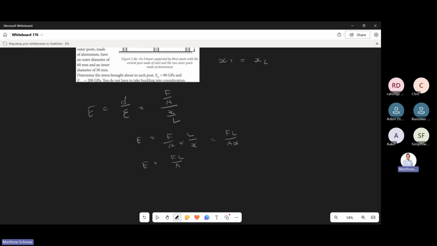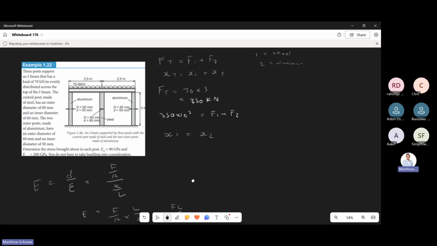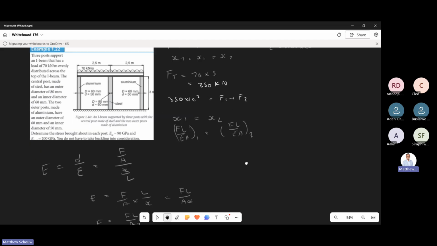FL over AX. But what this will look like, I'm not going to do all the math, but you just cross multiply and you end up with the extension equals something called FLEA. Just remember FLEA. So X is equal to FL divided by EA. You got that? So then you take that same equation and we do it for both sides here. FL over EA for steel, subscript 1, FL over EA for the aluminium, 2.